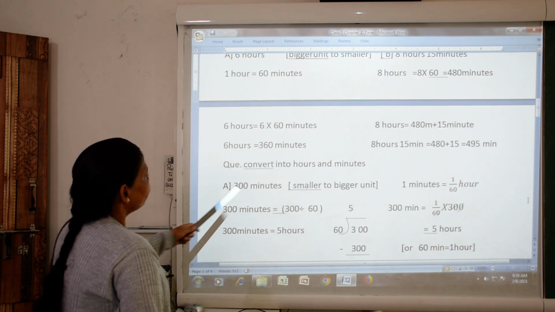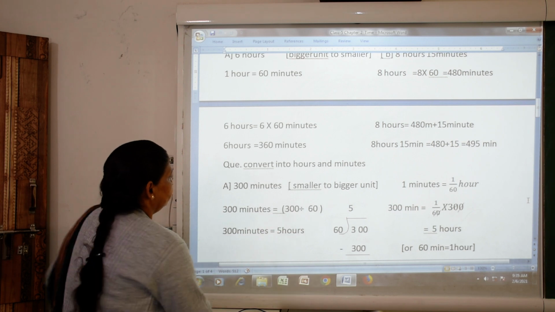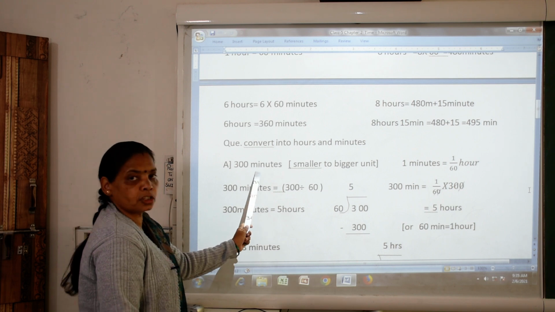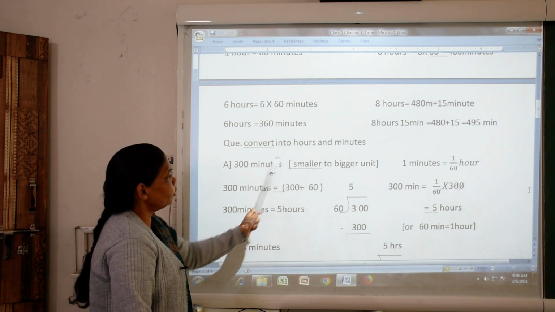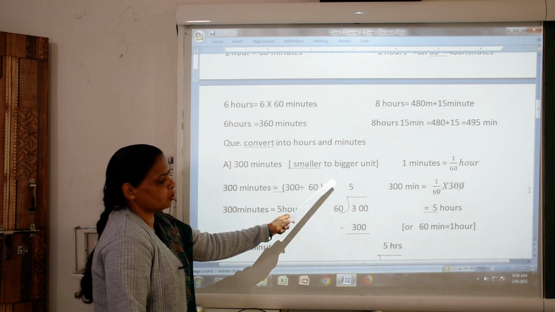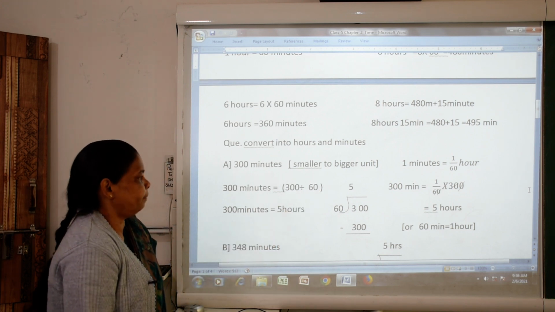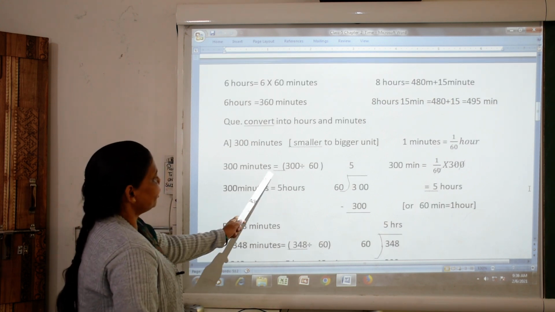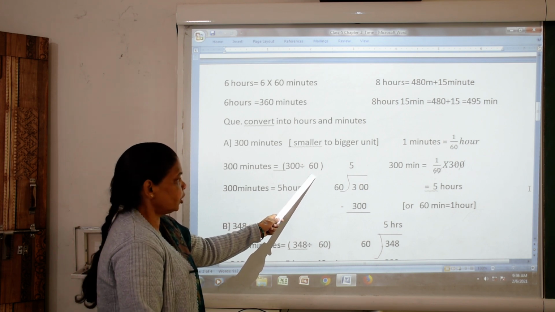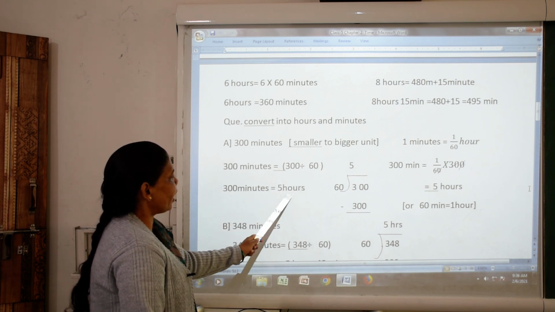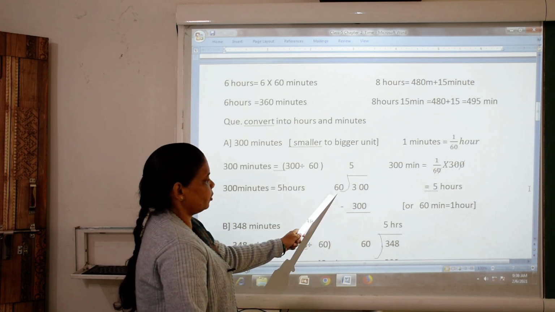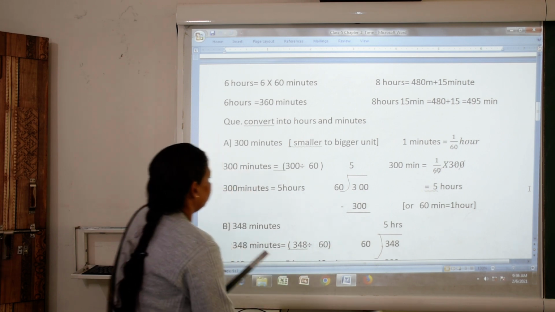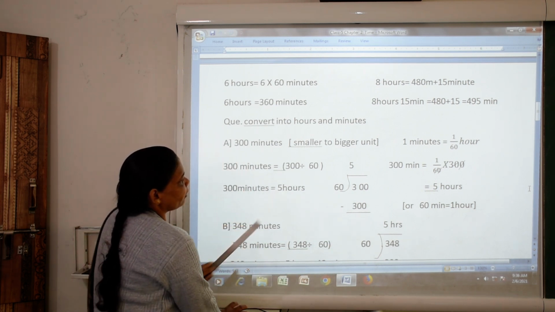Take one more example: convert into hours and minutes. 300 minutes is the smaller unit and you have to convert it into hours. Smaller to bigger, so what do you have to do? Divide by 60. So 300 minutes is equal to 300 divided by 60. When we divide 300 by 60, you will get 5. Here 5 is the hours and there are no minutes. So 300 minutes is equal to 5 hours.